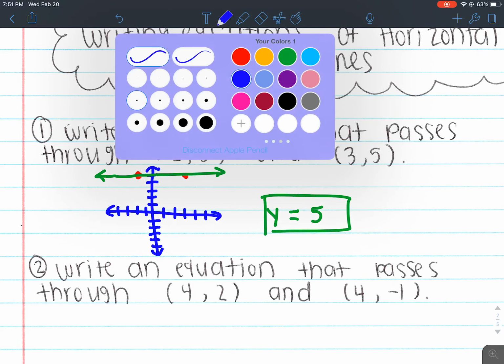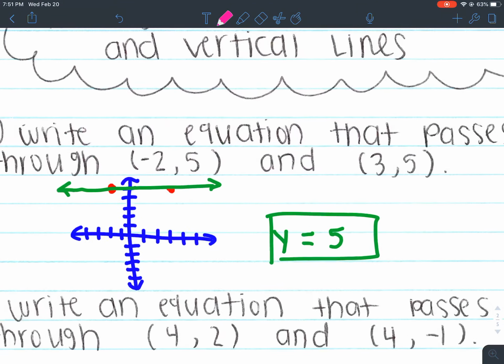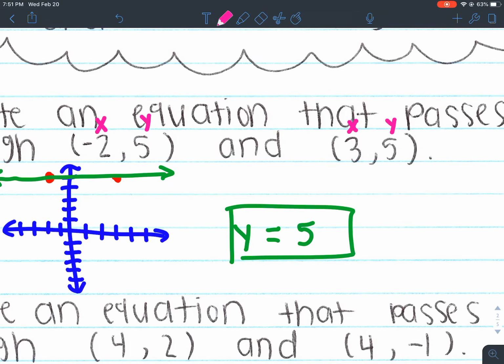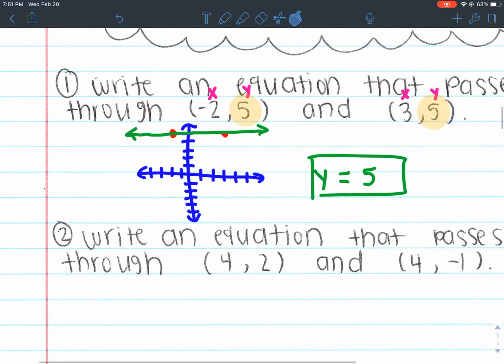Want to know an even quicker way to see your answer here? Let's look at our points. Let's pick pink. Okay. This is your x value and your y value, and this is your x value and y value. What do you notice about both of those y values? They're both 5. And look at our equation. It was y equals 5. So it's basically the value that they share.